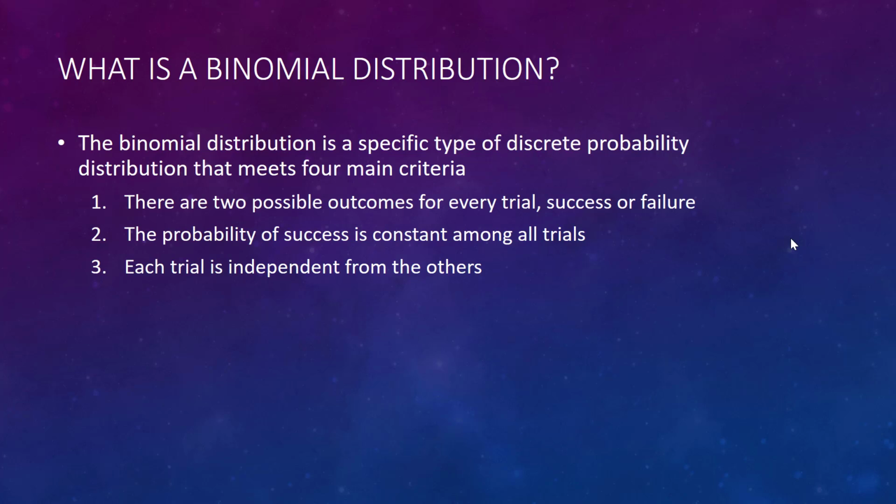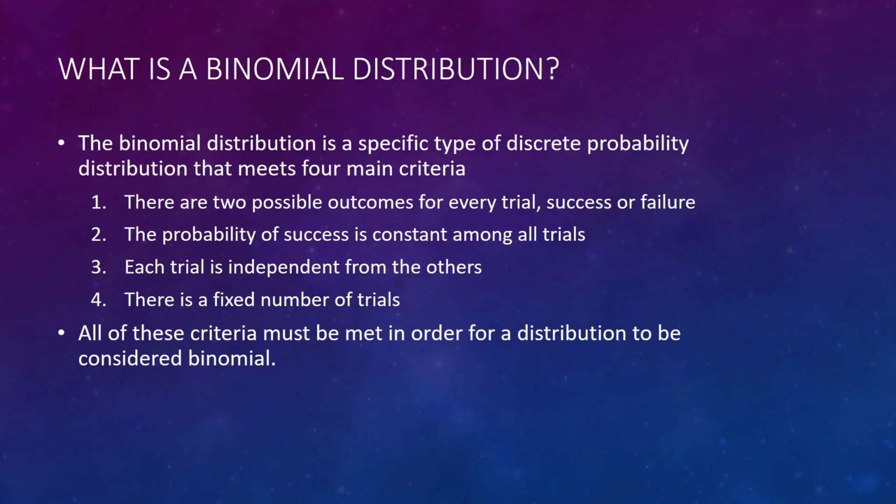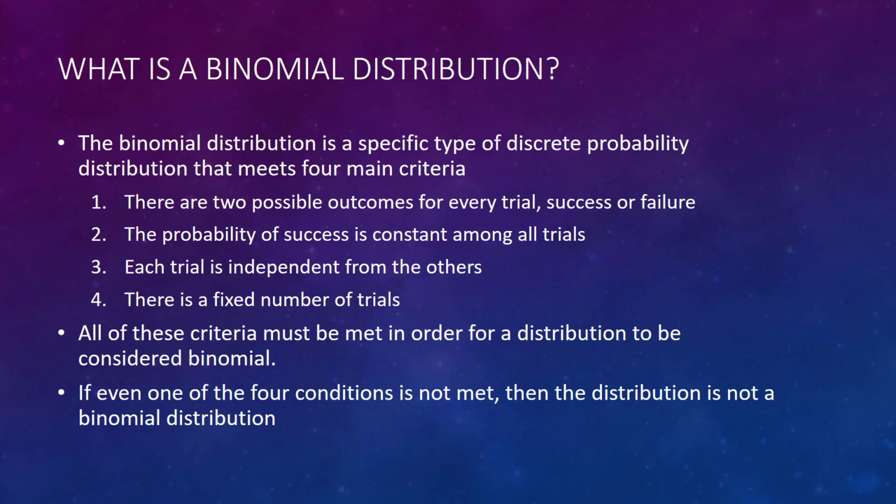Number 3, each trial is independent from the others. And 4, there is a fixed number of trials. All 4 of these criteria must be met in order for a distribution to be considered binomial. If even one of the 4 conditions is not met, then the distribution is not a binomial distribution.